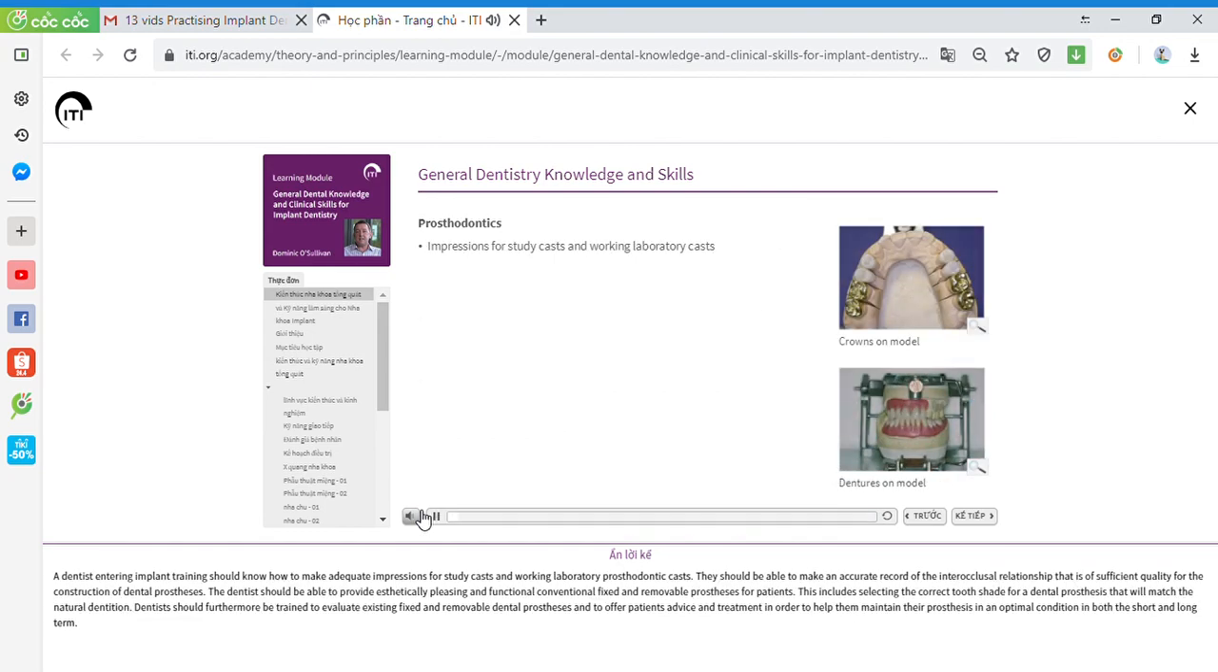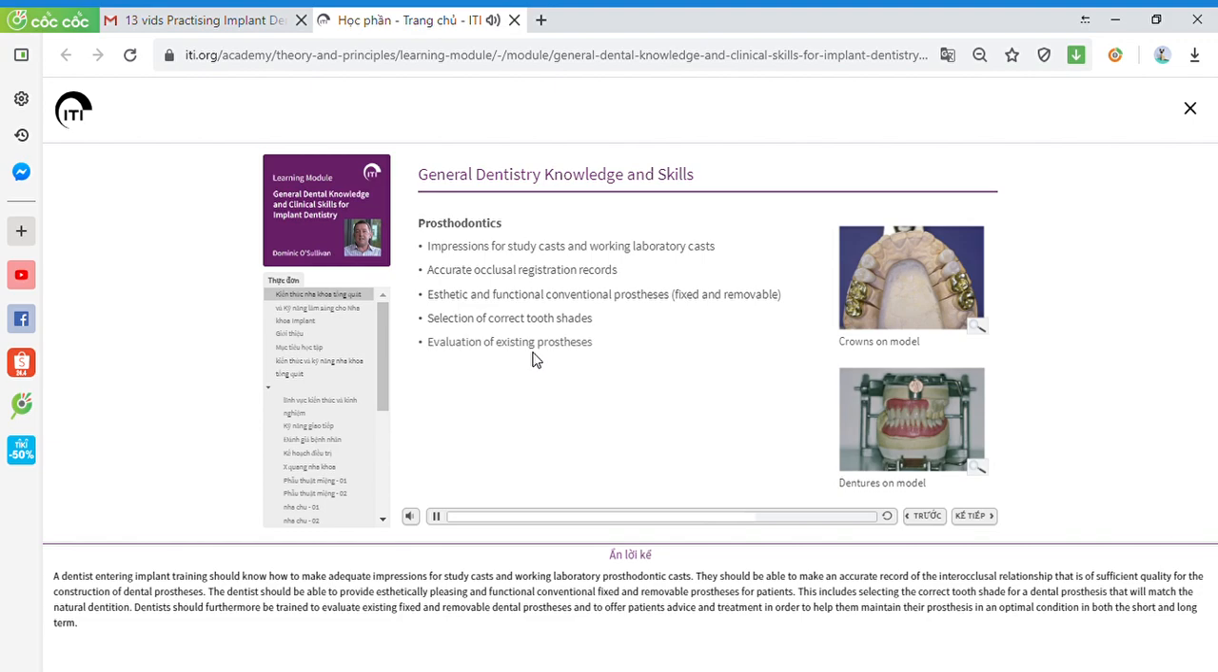A dentist entering implant training should know how to make adequate impressions for study casts and working laboratory prosthodontic casts. They should be able to make an accurate record of the interocclusal relationship that is of sufficient quality for the construction of dental prostheses. The dentist should be able to provide aesthetically pleasing and functional conventional fixed and removable prostheses for patients. This includes selecting the correct tooth shade for a dental prosthesis that will match the natural dentition.